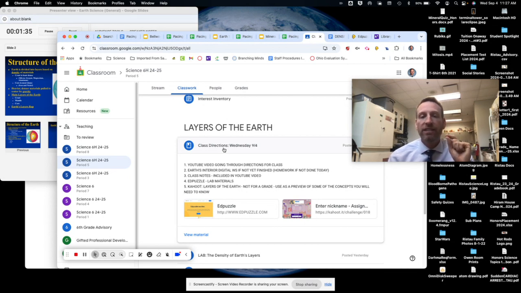And then lastly is a Kahoot. The Kahoot is not for a grade. The Kahoot is a preview of some of the important concepts you need to know for this unit. You might be able to get some of them right, because we have talked about some things with Layers of the Earth, and we watched Birth of the Earth. But I don't want you to get nervous about accuracy on that Kahoot. It's a preview. I want you to see the roadmap of the things I need to know by the time this unit is over. All right, so that's the layout.